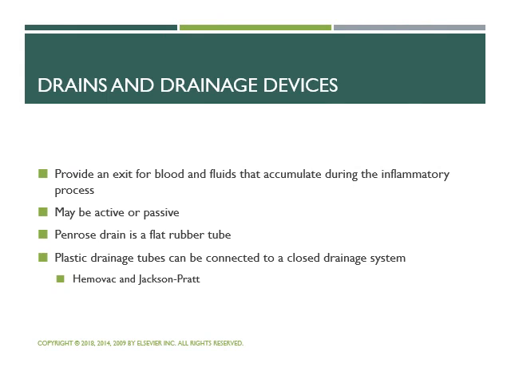Drains and drainage devices. At surgery, one or more drains may be placed in a wound. Drains provide an exit for blood and fluids that accumulate during the inflammatory process. It may be active or passive. An example would be your Penrose drain, which is a flat rubber tube. Plastic drainage tubes can be connected to a closed drainage system. An example of this would be your Hemovac or your Jackson Pratt.